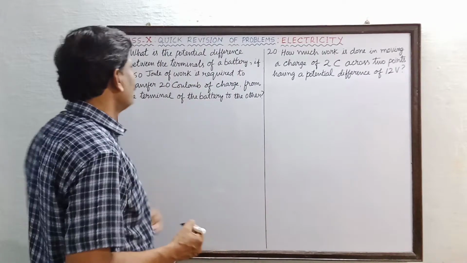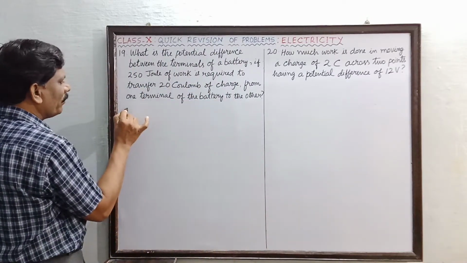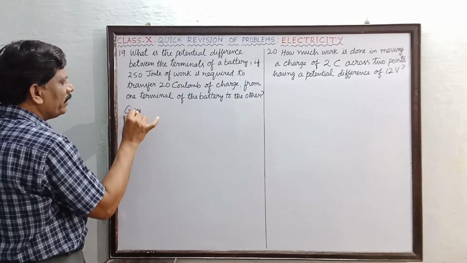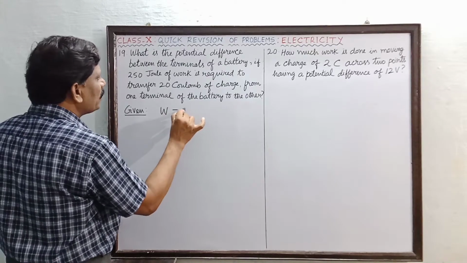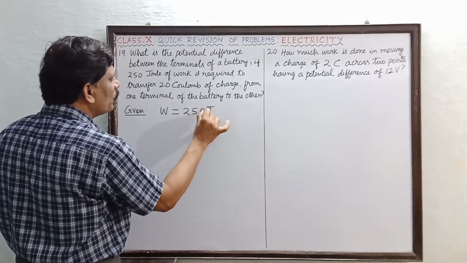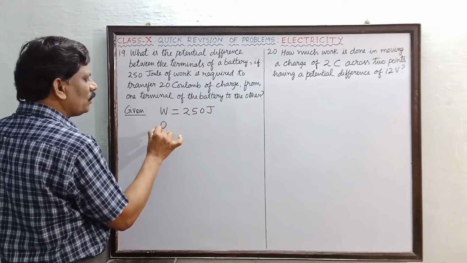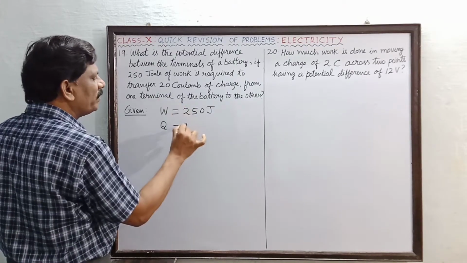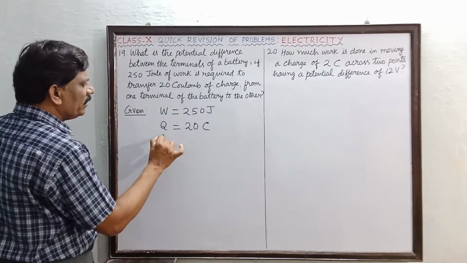So here, what is given? You see here, 250 joule of work is required. So we will list the given quantities. The work done is equal to 250 joule, and the quantity of charge that has to travel through the conductor is Q equal to how much? 20 coulomb. Okay. What is asked here is the potential difference. So V is asked here.